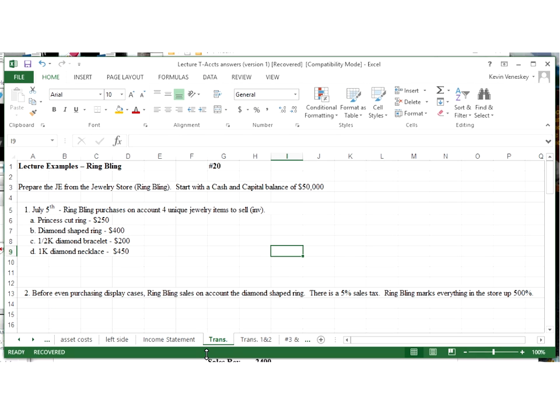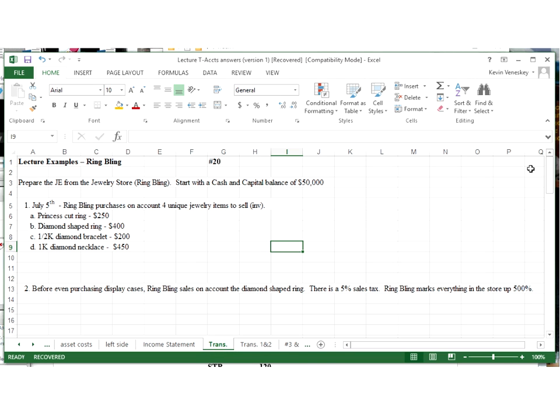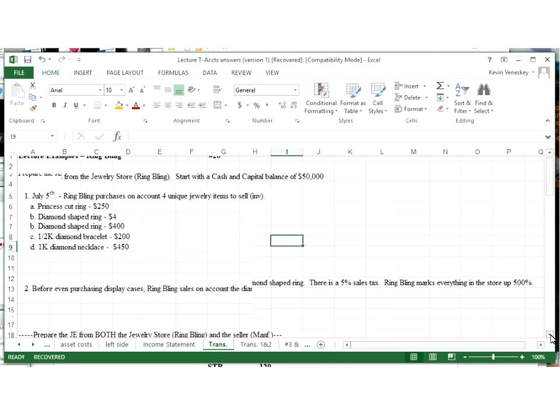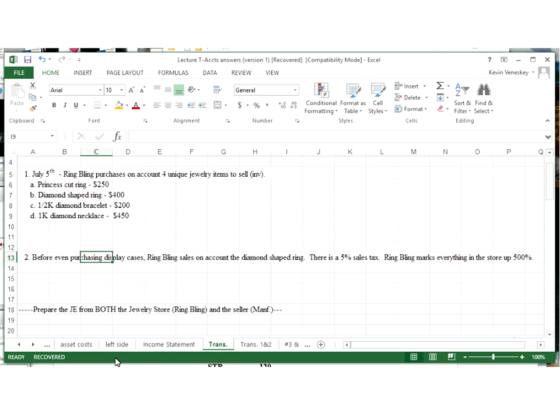Now, the second entry that happens is we're going to make our first sale. And before we even buy any of the display cases, we go ahead and sell a ring. Now we are going to sell rings, but they are going to be to an end user, so there will be a sales tax. To make it easy, I've just made it a 5% sales tax. Here in Indiana, as you probably are aware, it's 7%. And then if you eat out, it's an additional 1% on top of that. It's an 8% tax if you eat out somewhere.